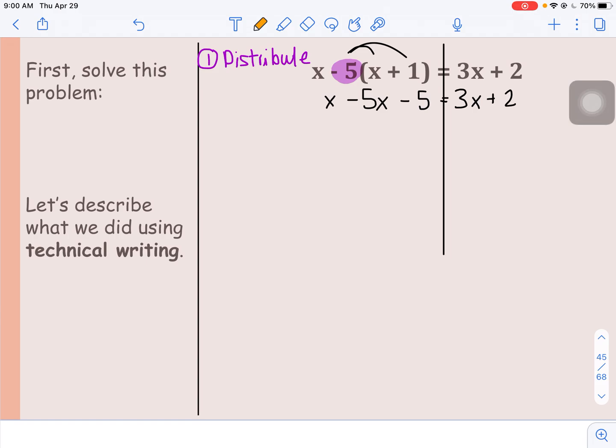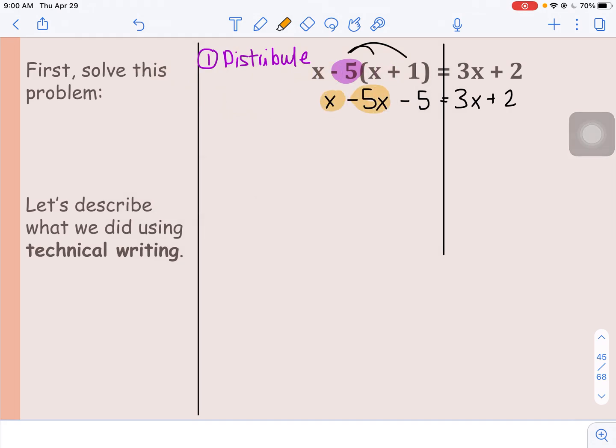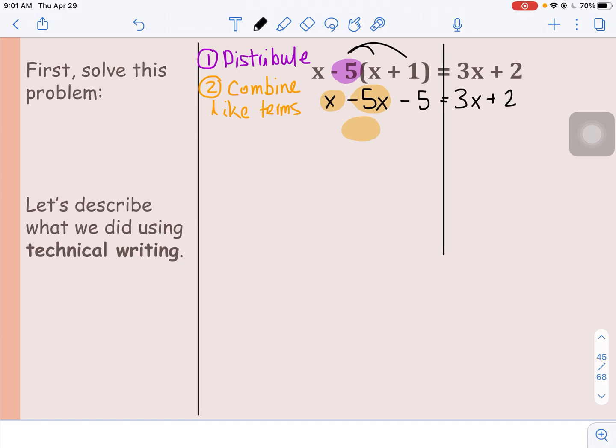Next step is to combine like terms. On the left side, we have 2x terms, so before we do the next step, we're going to combine like terms. Okay. x minus 5x is -4x minus 5 equals 3x plus 2.